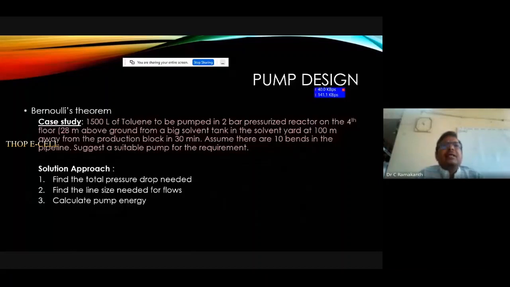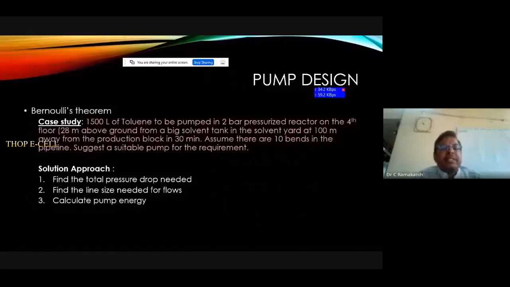Okay, 1500 liters of toluene is to be pumped into a 2-bar pressurized reactor on the 4th floor, about 28 meters above the ground, from a big solvent tank in the solvent yard, which is at a distance of 100 meters away from the production block, and that needs to be filled in 30 minutes. Assume there are 10 vents in the pipeline. Suggest a suitable pump for the requirement. Okay, this is how we get the problems in a typical industry.